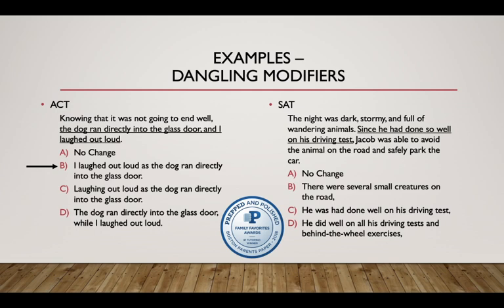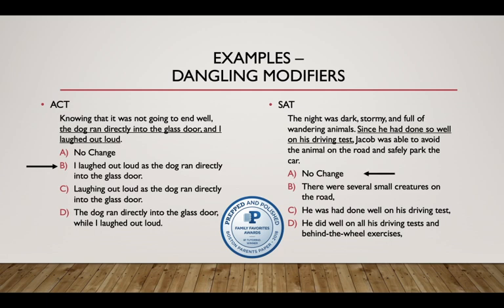That seems off because D and C seem to be saying the same thing, as well as A. That would lead some people to think, oh, there were several small creatures on the road, comma. Wait a second. Isn't that a sentence? Which means what comes after should be dependent. But Jacob was able to avoid the animal on the road and safely park the car. That doesn't make sense grammatically.